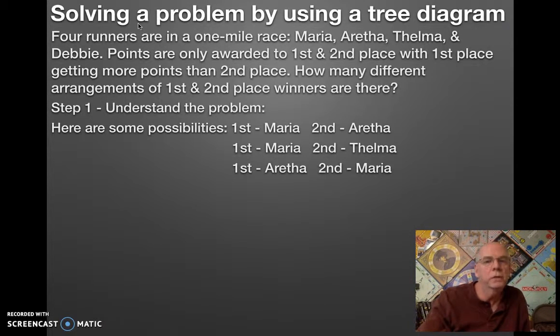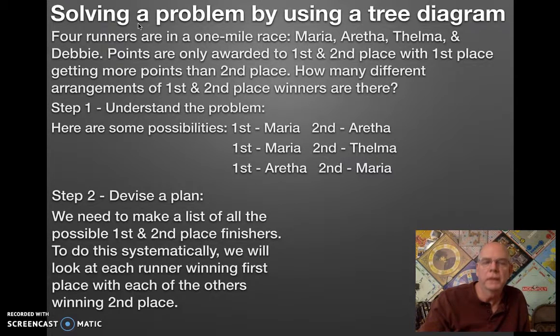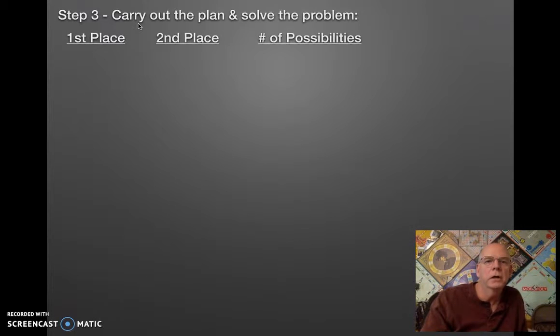So it can get confusing. So we need a systematic method in order to solve this problem. So we need to devise a good plan here. So we need to make a list again of all the possible first and second place finishers. To do this systematically so we don't get lost, we will look at each runner winning first place and then each of the other runners winning second place and see how many that adds up to. All right, so here's our table. First place, second place, and the number of possibilities out of each one of those.